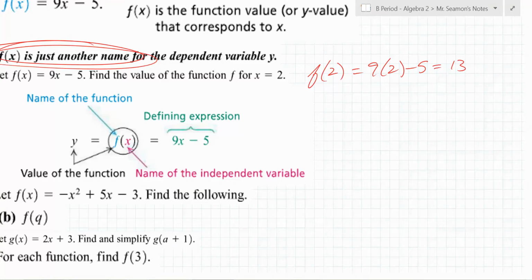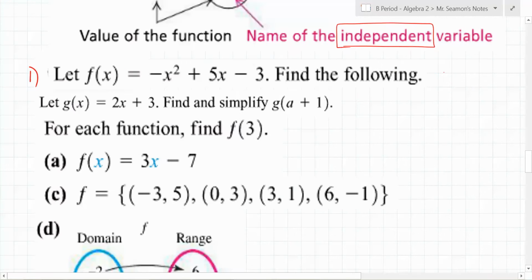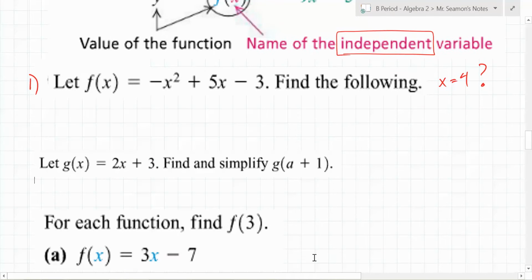Done. That's it. Say I asked you, what happens when x is equal to 4? Do that for me on number 1 right there. What happens when x is equal to 4? Do that out. Don't say anything. Let other people figure it out for themselves. Plug in 4. Anybody have an answer? Raise your hand. Who has got an answer for me? Meg, what'd you get?